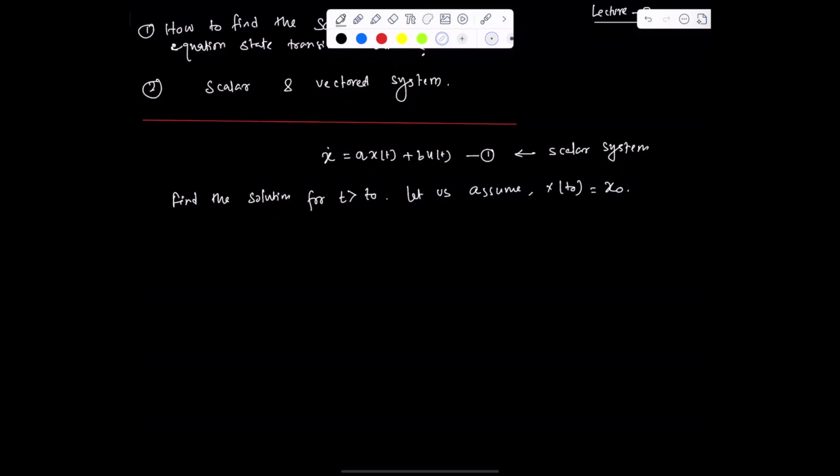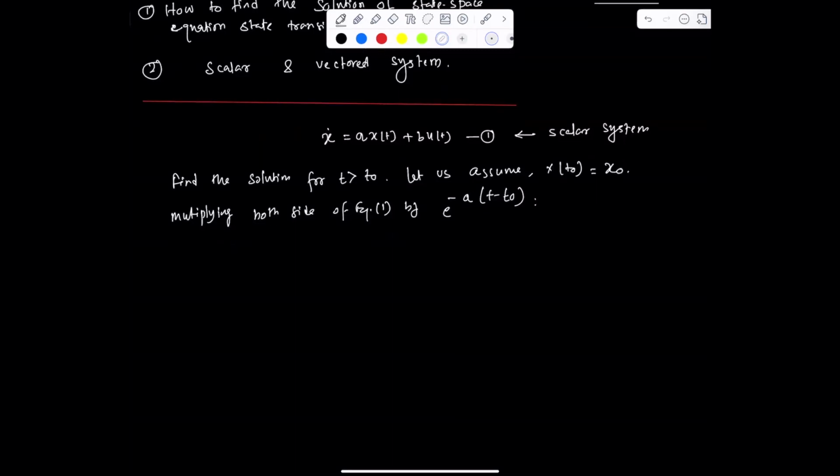Now, if you multiply both sides of equation one by e to the power minus a (t minus t naught), we get e to the power minus a (t minus t naught) x dot of t minus e to the power minus a (t minus t naught) a x of t equal to e to the power minus a (t minus t naught) b u of t. Let us define this as equation number 2.